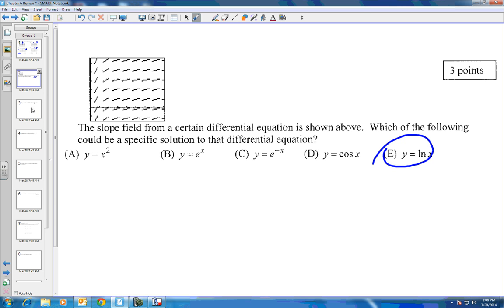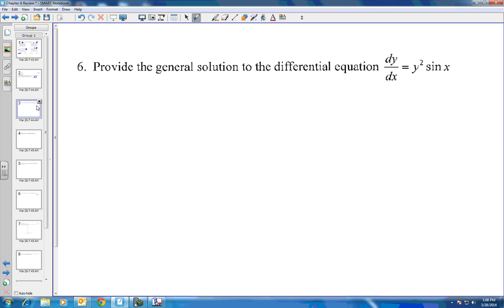All right, number 3. Or number 6. Provide the general solution to the differential equation. So when I'm solving the differential equations, what's the first thing I have to do? Okay, I have to separate my variables, then integrate. So separate and integrate. So on this one, I'm going to write dy equals y squared sine x dx. I just moved my dx over.